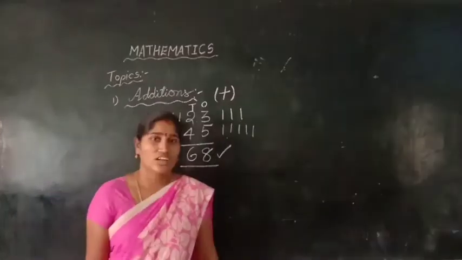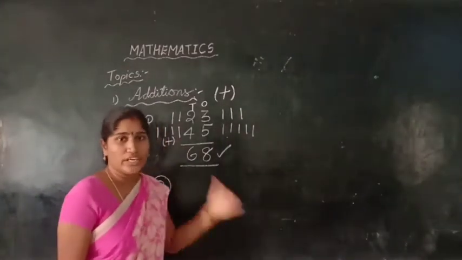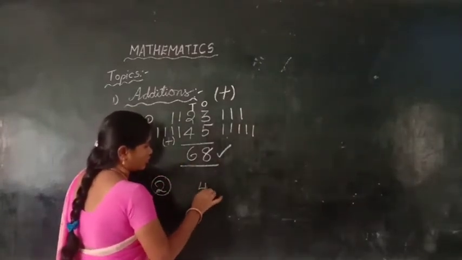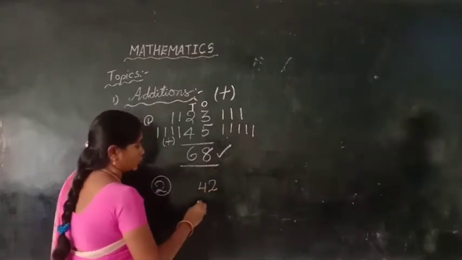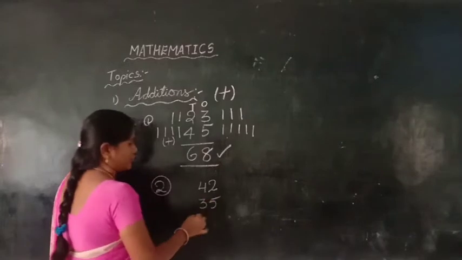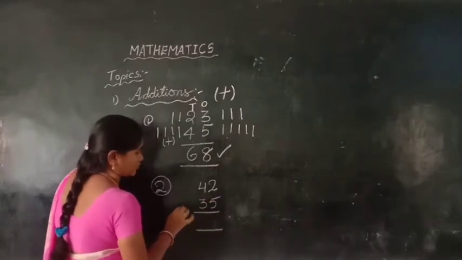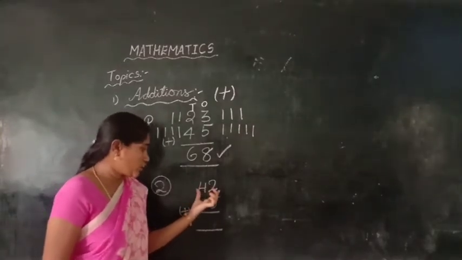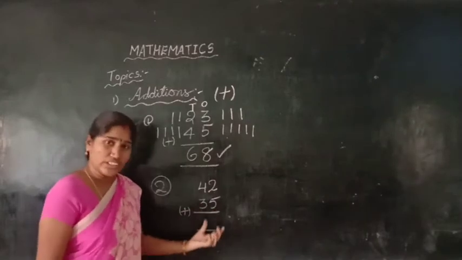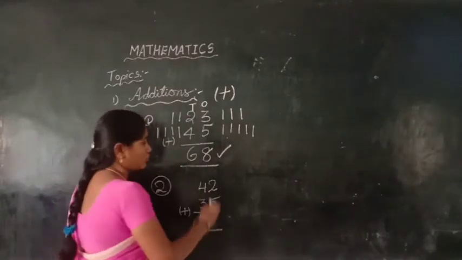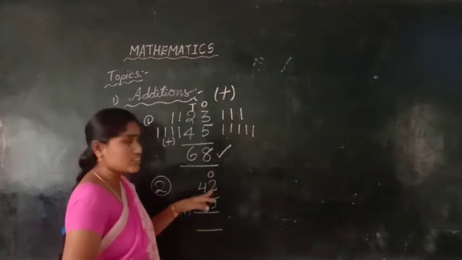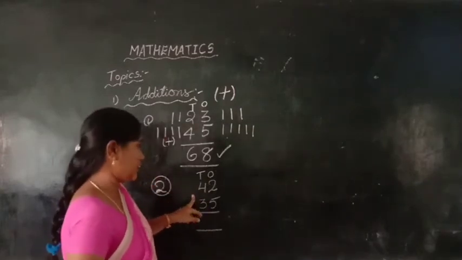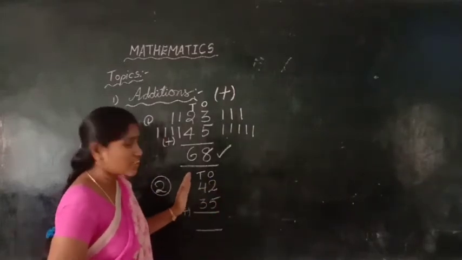Okay children. Now we will do one more example in 2-digit. Okay children. 4, 2, 42 and 3, 5, 35. Plus. What is it children? It is plus. Okay. Now we will do 42 plus 35. Okay children. Listen carefully, all of you. This is the ones digit and this is the tens digit.